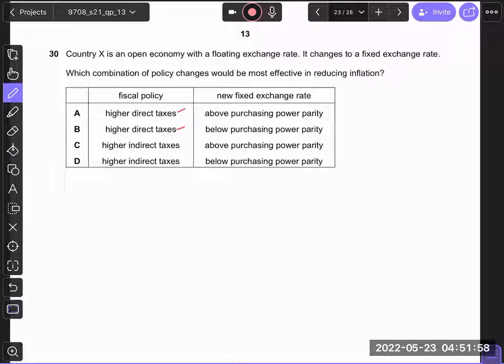And what about the exchange rate? Look, what is purchasing power parity? Purchasing power parity is that for the same basket of goods, what is the price? If you increase indirect taxes, it will fuel inflation. Right, indirect taxes are included in the prices, so that is why you will not increase indirect taxes, since you want to combat inflation.